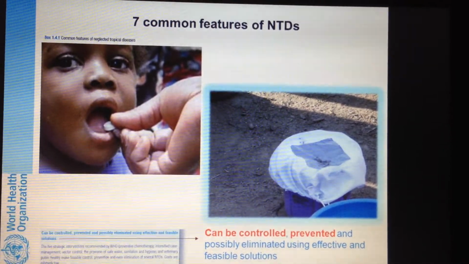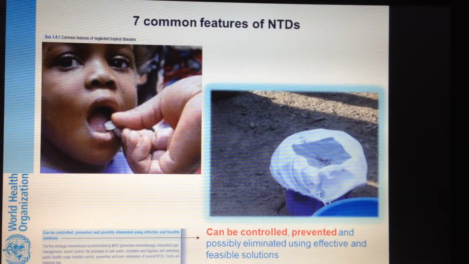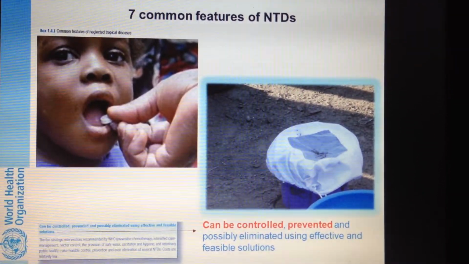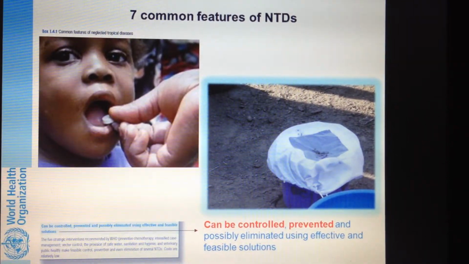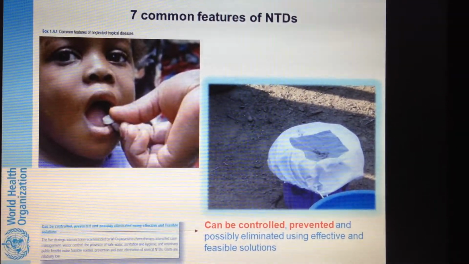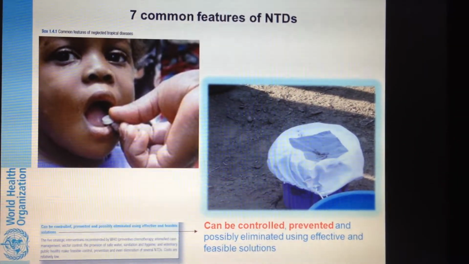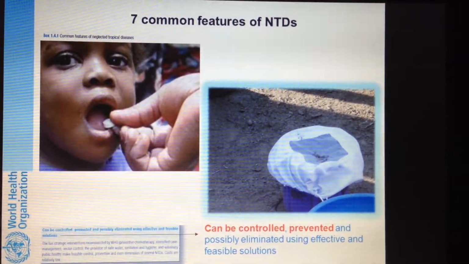And this is another example on the bottom right of the image, where we see a bucket covered by a piece of cloth, and if people from the endemic areas of Guinea worm use that filter to pour the water, they will prevent the infection of dracunculiasis.